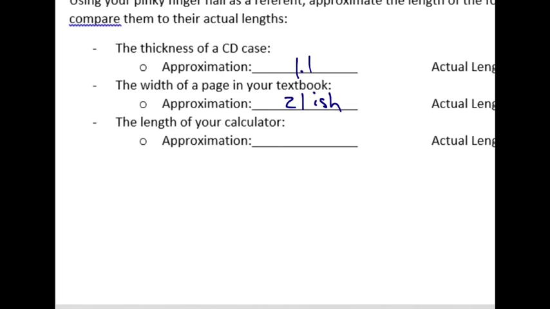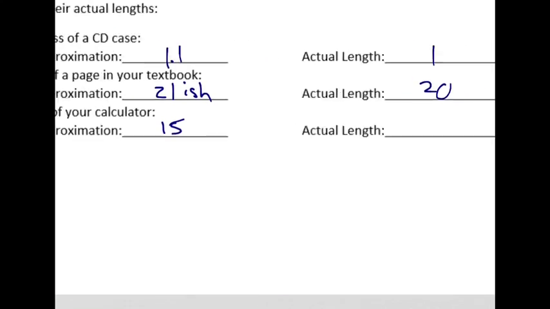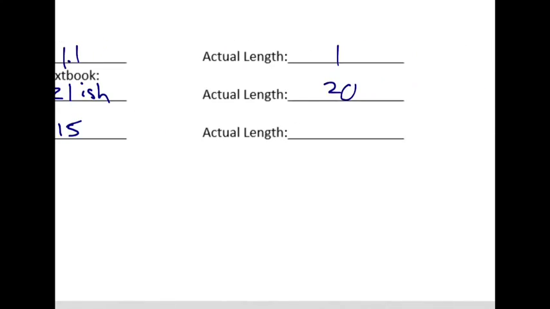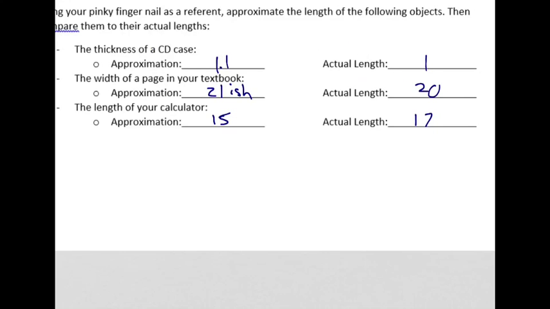Right. The length of your calculator? Mine was 15. About 15. I got 16. I got 8. I went this way. Oh, okay. And the actual length? It was about 17. It was about 17, would 18. It depends on what kind of calculator you have, if you have a TI-83 or a TI-84.